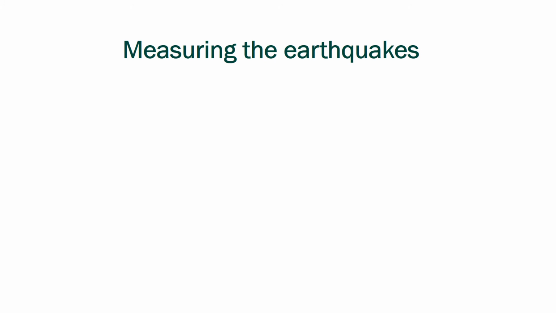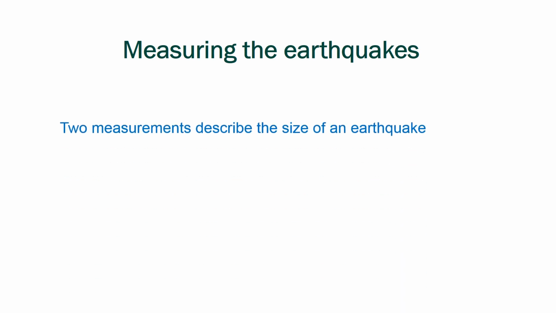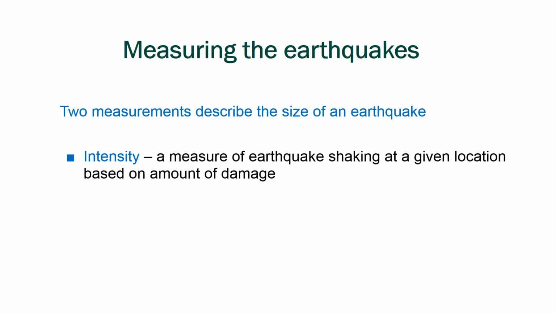Now we come to the measuring of the earthquake, and we measure the earthquake in 2 aspects. Either we measure the intensity of the earthquake, or we measure the magnitude of the earthquake. And the intensity only measures the amount of damage. So it is not really a good indicative of the magnitude. So for the intensity, it's a measure of earthquake shaking and the amount of damage.